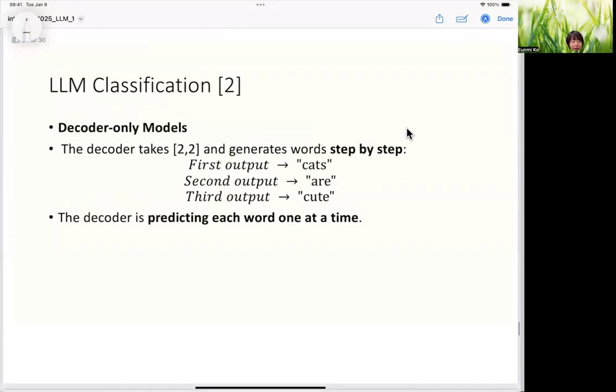Now let's take a look at the process of decoder-only models. The decoder takes the vector 2 and 2 and generates words step by step. So the first output will be cats, the second output will be are, and the third output will be cute. The decoder is predicting each word one at a time.